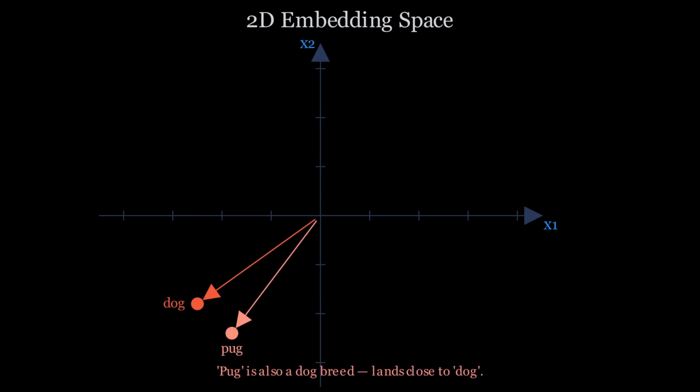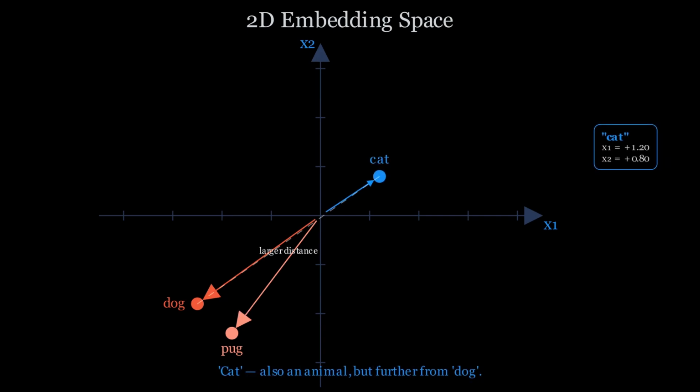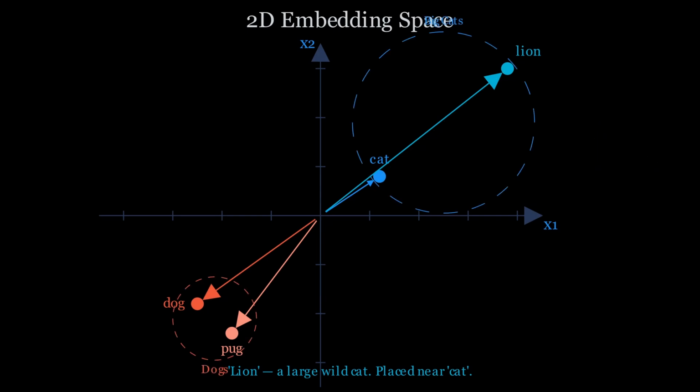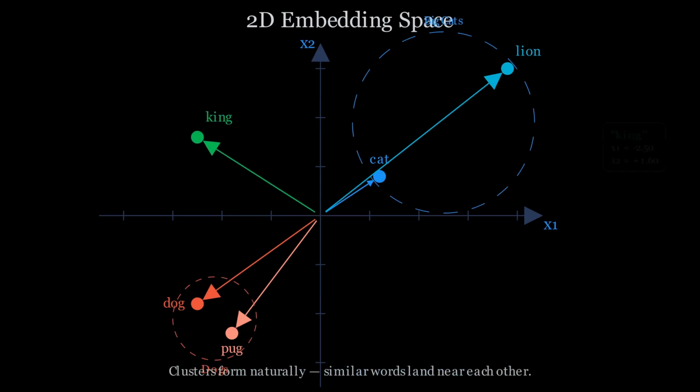Next, we add another word, pug. Since a pug is a type of dog, its point appears very close to dog. Small distance means similar meaning. Now we place cat. It's still an animal, but different from a dog, so it appears farther away. But near cat, we add lion. And just like dog and pug, cat and lion are close together. These form clusters, groups of related meanings.